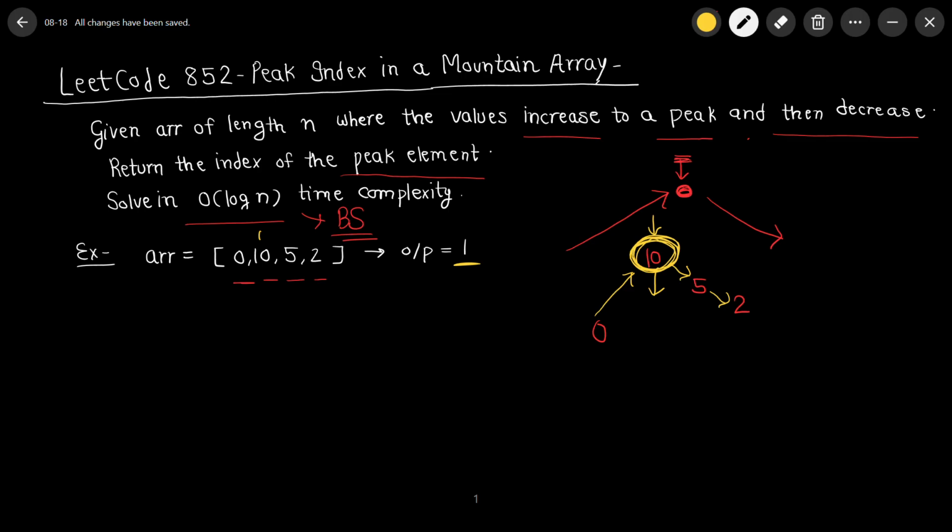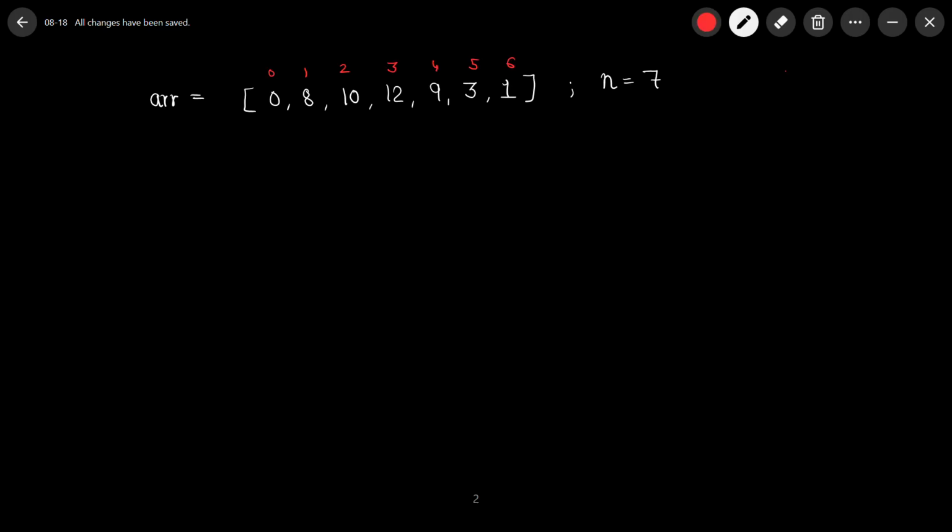So let's see how we would be solving this. I have taken another example. As you can see in this, from 0 till 12, we got increasing nature, but from here, we get decreasing nature. That means our transition point or peak element becomes 12. And we simply return its index, which is nothing but 3. So 3 would be the output of this case.